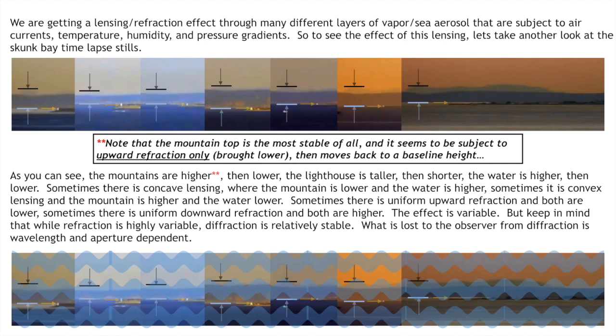Sometimes there is concave lensing where the mountain is lower and the water is higher. Sometimes it is convex lensing and the mountain is higher and the water is lower. Sometimes there is uniform upward refraction and both are lower. Sometimes there is uniform downward refraction and both are higher. The effect is variable. But keep in mind that while refraction is highly variable, diffraction is relatively stable. What is lost to the observer from diffraction is wavelength and aperture dependent. So keep that in mind. While refraction effects can be highly varied, diffraction is much more constant and consistent.